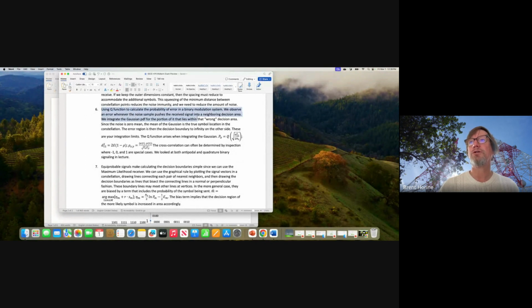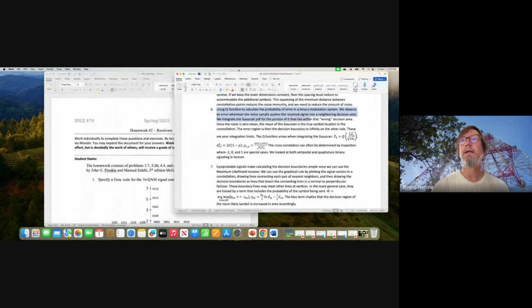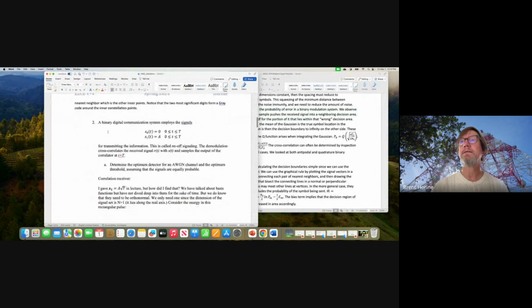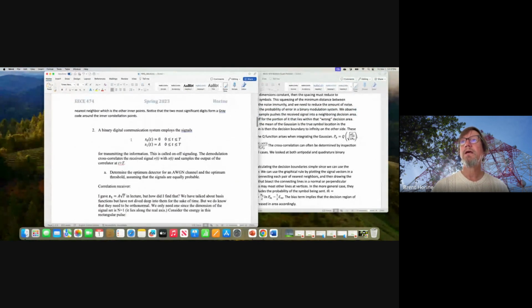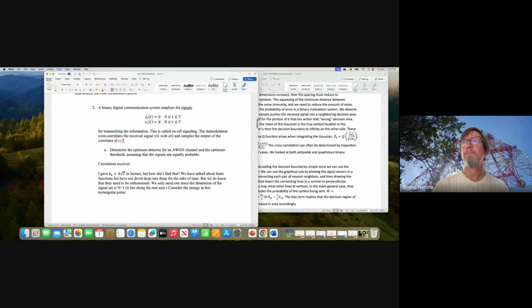Using the Q function, we've analyzed a probability of error for binary antipodal modulation and one for quadrature type modulation. And if you look at this thing here, this is a unipolar type of thing. So instead of this being minus A, it's zero. So this would be what we call on-off keying.